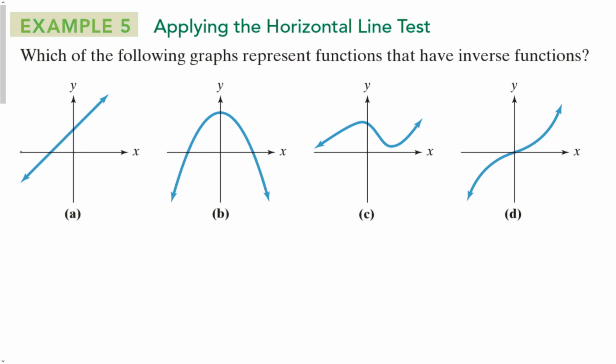Well, if we draw a horizontal line, as good as I can, we can see that A passes, B fails because it hits more than once, C fails, and D passes. Okay, so which of the following represents functions that have inverse functions? A and D, because both of those pass the horizontal line test.